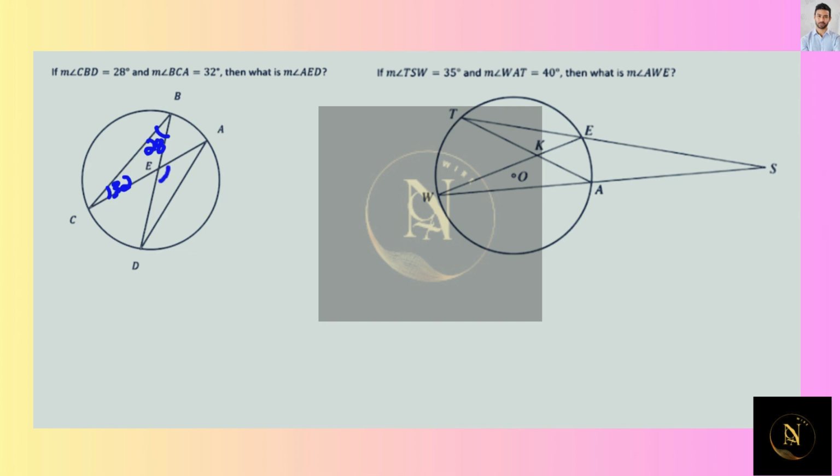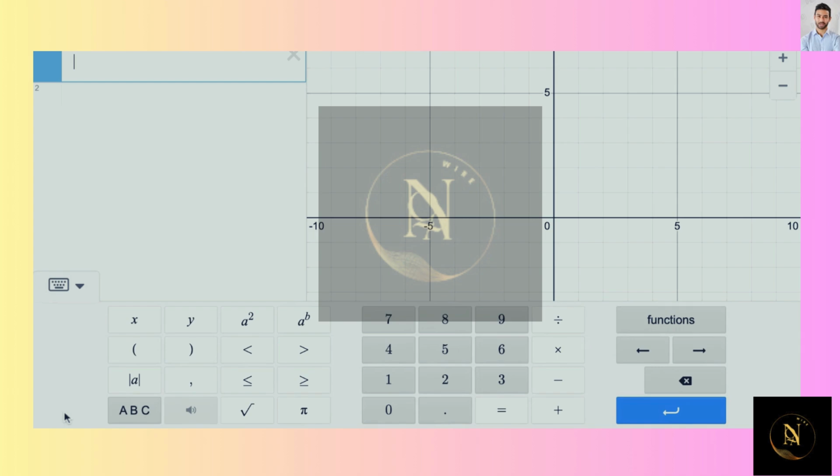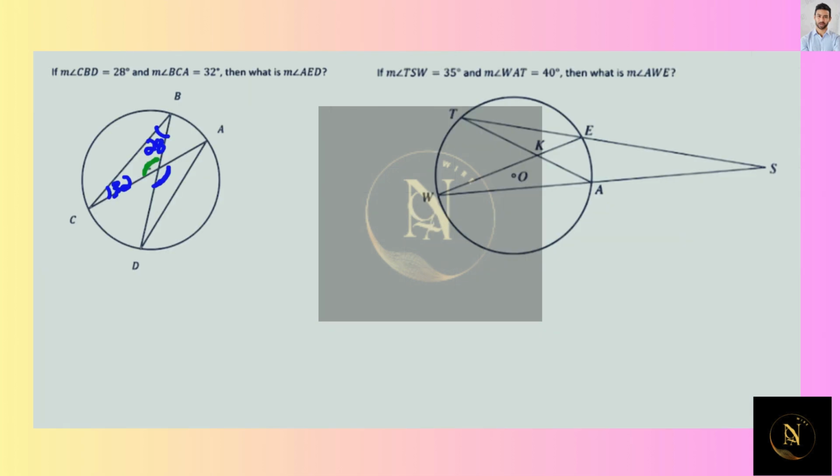AED here would be congruent to the angle inside of this triangle. And triangles have to have 180 degrees in them. So start with the 180 and subtract the two angles we know, 28 and 32, and that's got to be 120 degrees. 120 degrees where I had marked it green to complete the triangle, and then we have vertical angles that are congruent, so they have to be the same, 120.